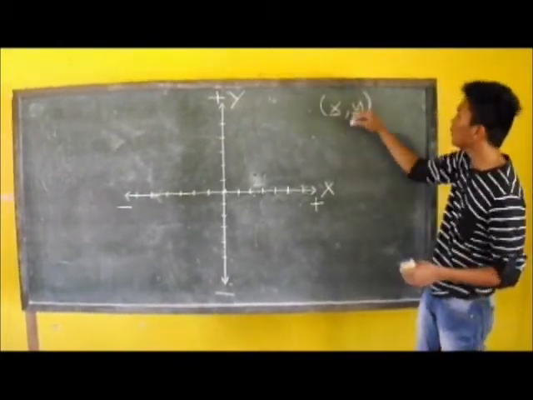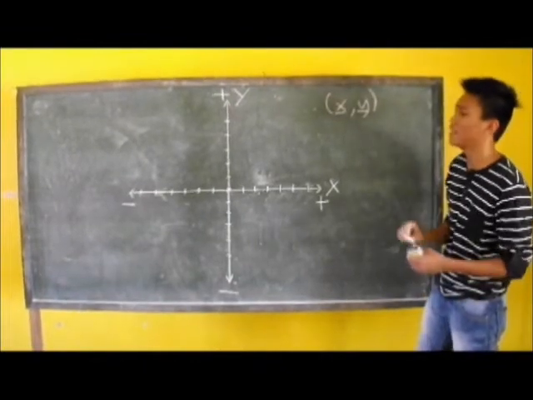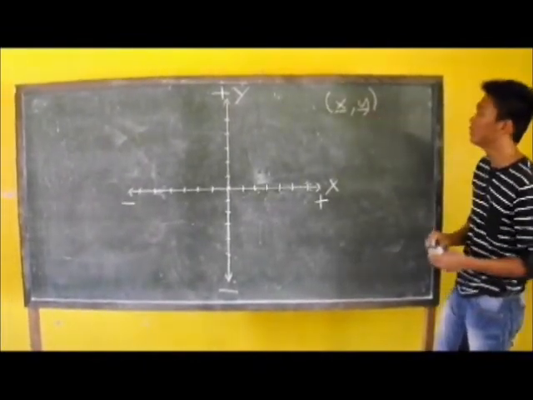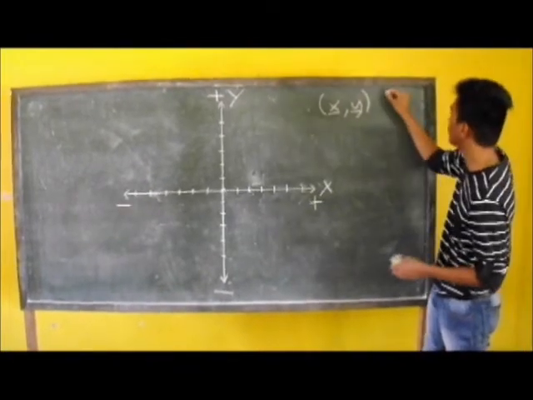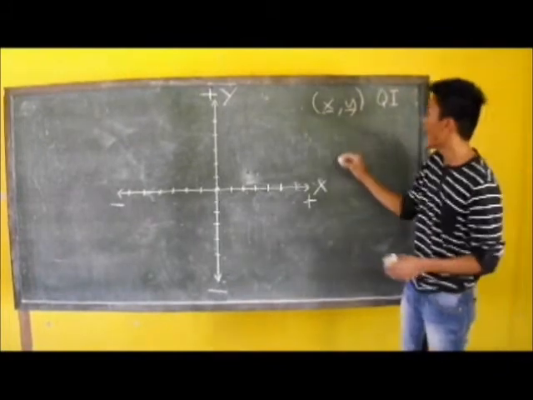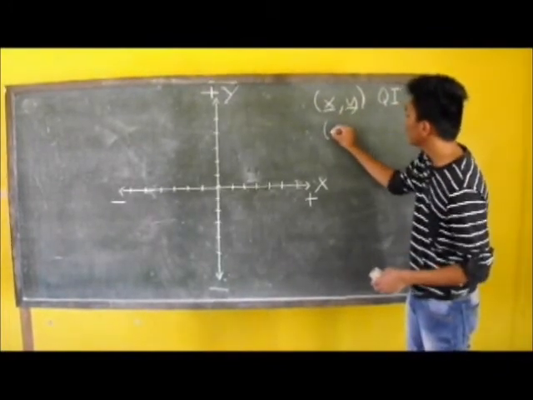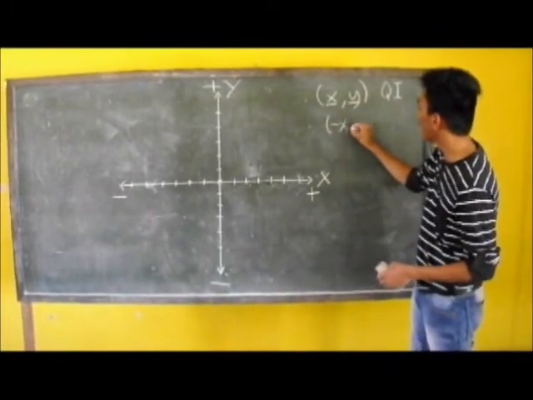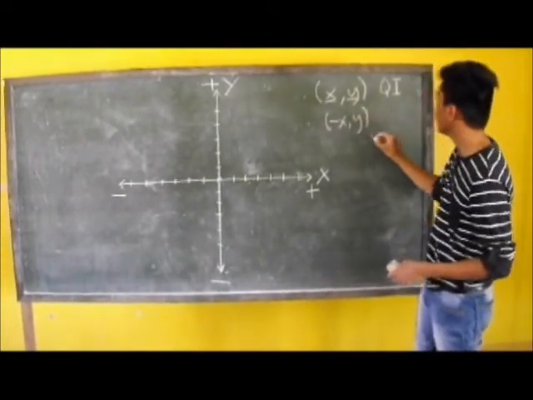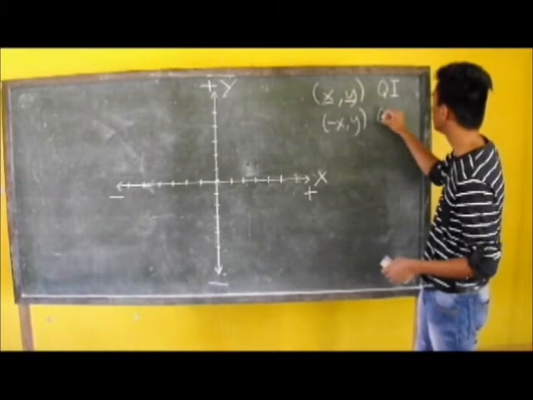If the value of the x-coordinate is positive and the value of the y-coordinate is positive, the point will lie in quadrant 1. And if the value of the x-coordinate is negative and the value of the y-coordinate is positive, the point will lie in quadrant 2.